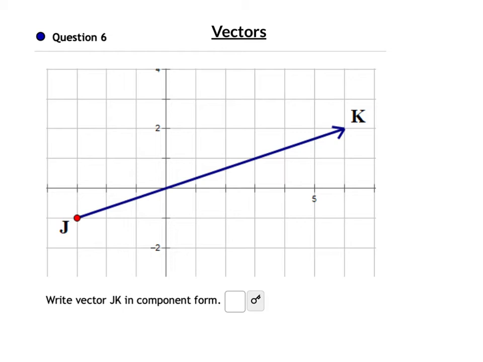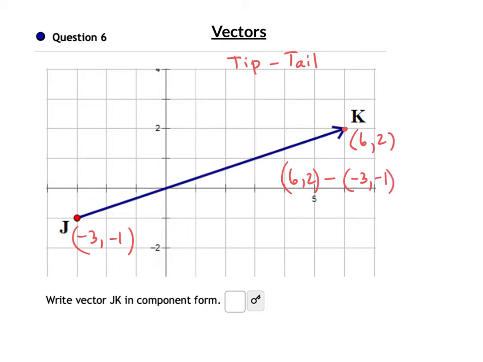Here we have a vector on a grid. We could figure out component form by doing tip minus tail. Notice the tip is the point (6, 2), and the tail is the point (-3, -1). And if we do the tip, (6, 2), minus the tail, (-3, -1), and subtract the corresponding coordinates, 6 minus -3 is +9, 2 minus -1 is +3. In component form, we get the vector <9, 3>.